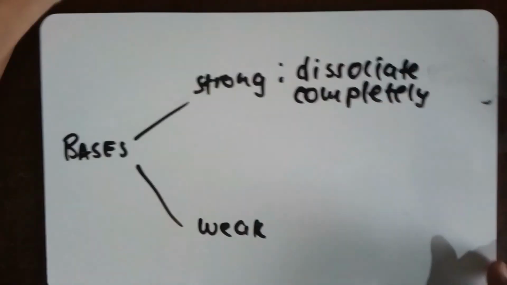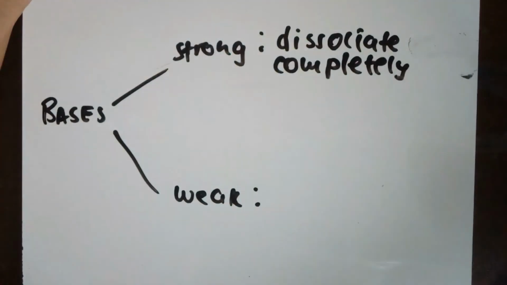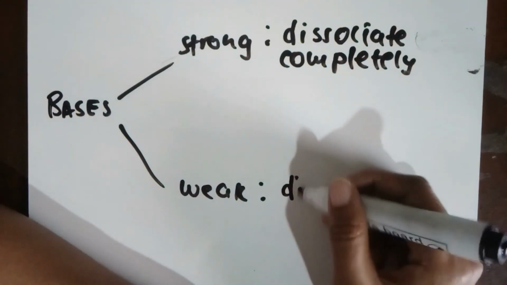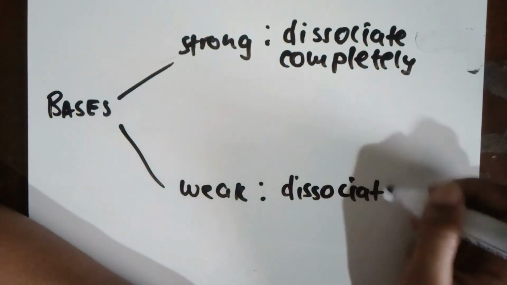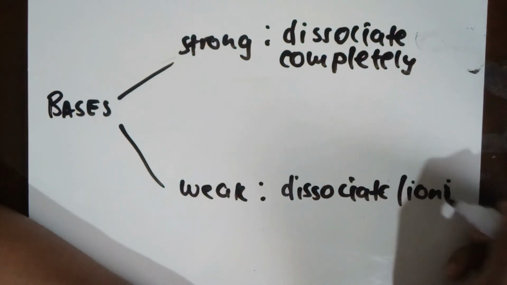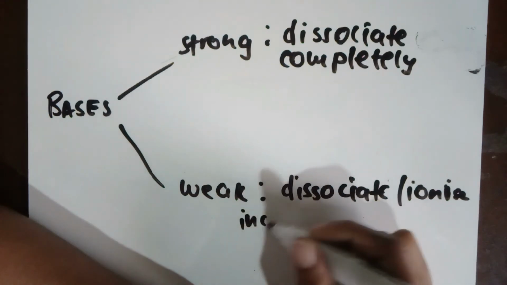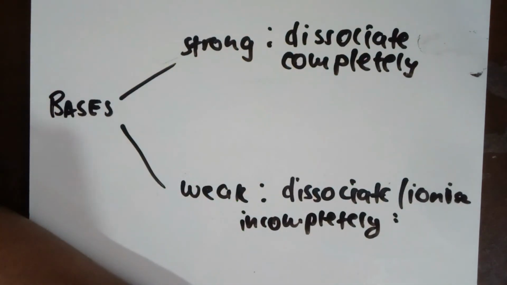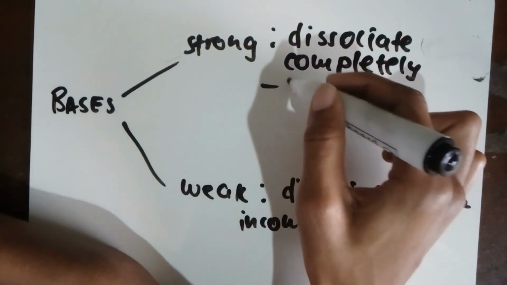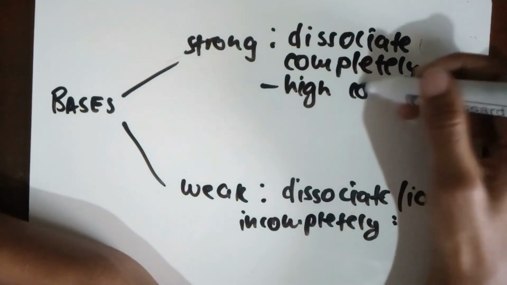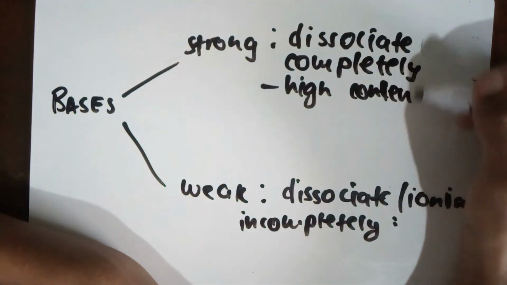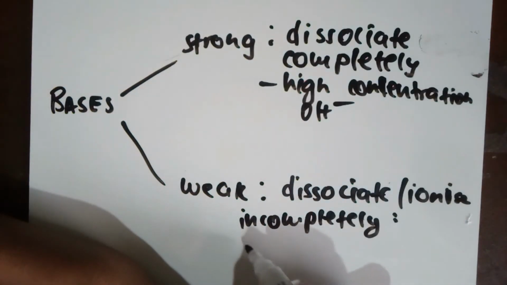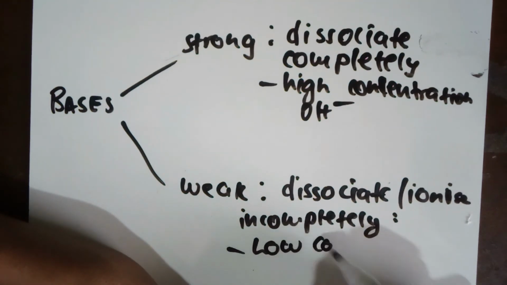On the other hand, weak bases are said to dissociate or ionize incompletely in water, right? Cool. So strong bases form a very high concentration of hydroxide ions, OH minus, and weak bases form a very low concentration of hydroxide ions.